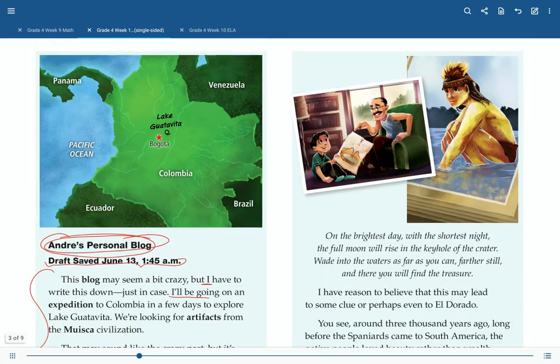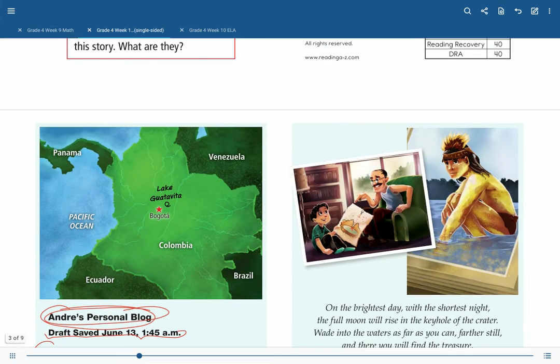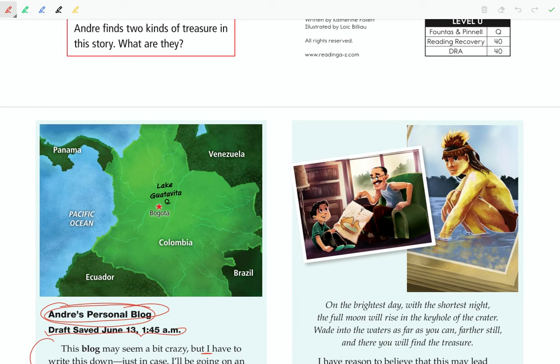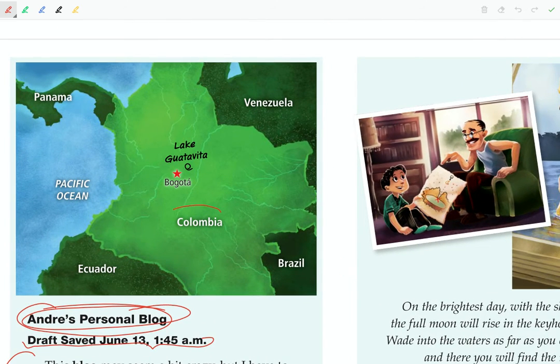Okay, so at the very beginning right here, we have a map. Okay, and then it's telling us, well, it is a map. So it is telling us the location of some places. I see Colombia, okay, and I remember Colombia being mentioned in the story. Here's Lake Guaravira, which is where Andre and the researchers are going, and that's where most of the story takes place. Okay, so here's Lake Guaravira, here's Colombia, and then you have Ecuador, Brazil, Venezuela.